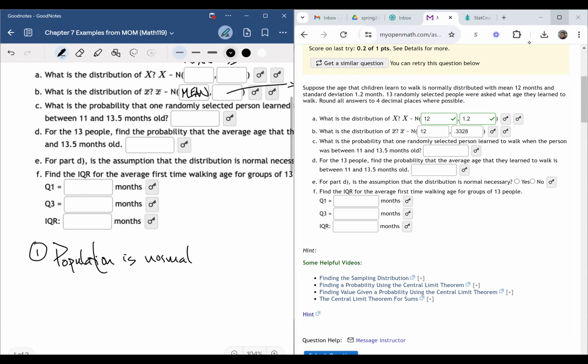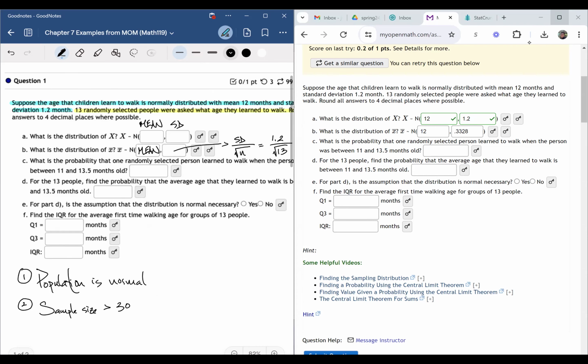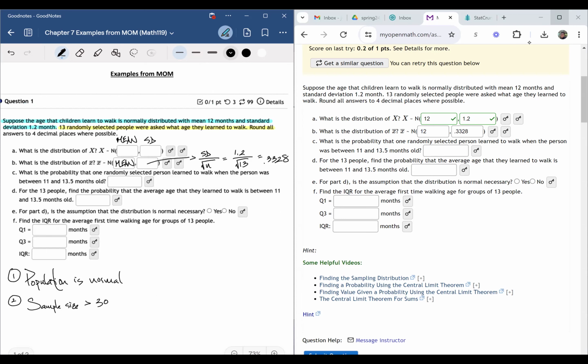So either the population is normally distributed or we have a sample size greater than 30. So one of these two things has to be true. And if we look at our question, right off the bat, they tell us that our population is normally distributed. That means we fulfilled one of the conditions, and that's all we need. And the sample size is 13, so it's not bigger than 30.